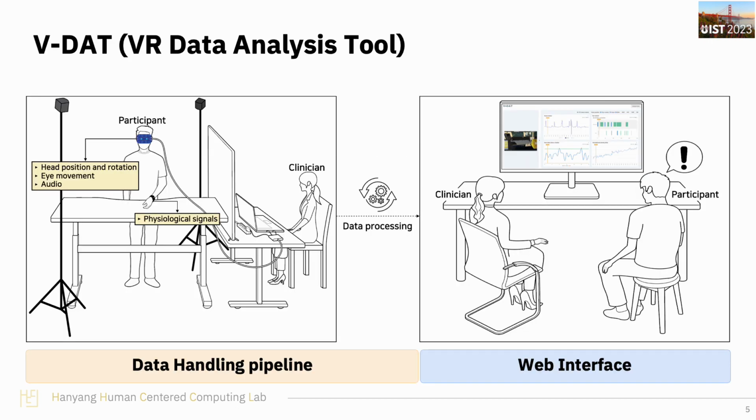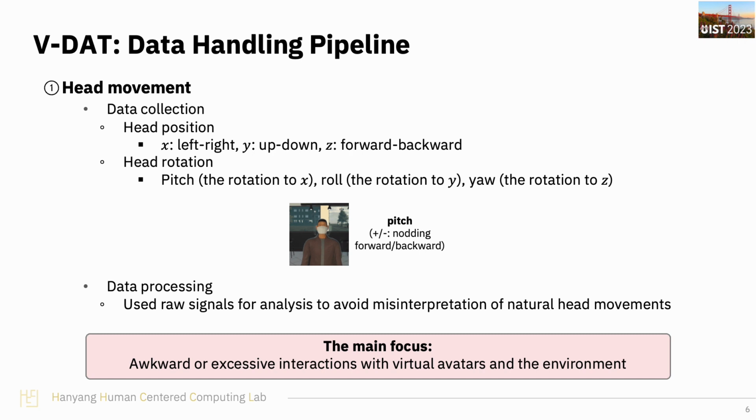This is a use case example of V-DAT. V-DAT consists of two features, data handling pipeline and web interface. Autistic people can experience VR training content, and autism professionals can provide sensor database training research to autistic people more comprehensively. I will explain about data handling pipeline part first.